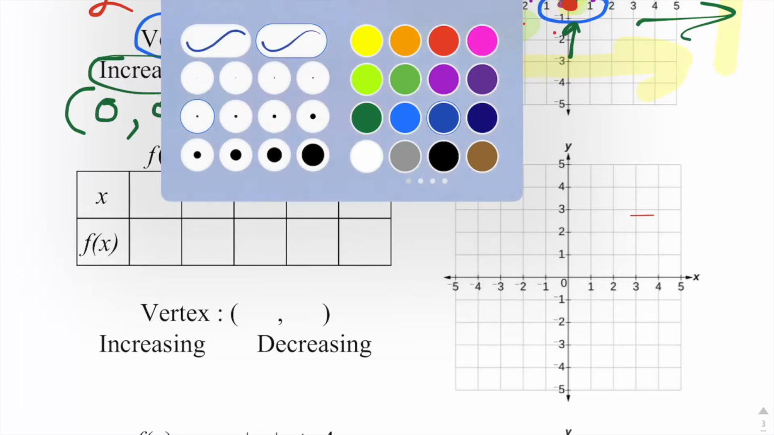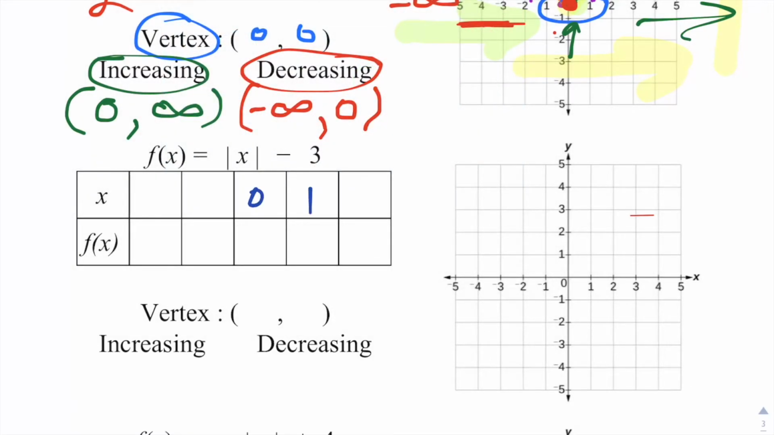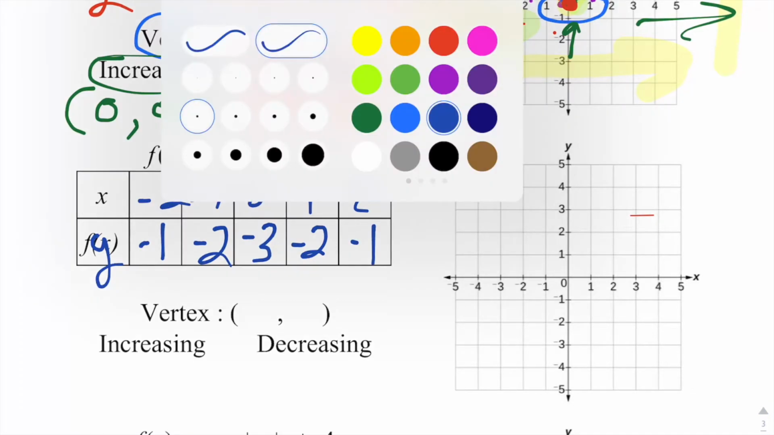So again, when I'm choosing my inputs, I want to stay simple. 0, 1, 2, -1, -2. I'm going to go a little faster with my inputting. Input -2, the absolute value of -2 is 2, minus 3, my output is -1. Input -1, absolute value of -1 is 1, minus 3, my output is -2. I input 0, the absolute value of 0 is 0, minus 3, my output is -3. I input 1, the absolute value of 1 is 1, minus 3, my output is -2. I input 2, the absolute value of 2 is 2, minus 3. My output is -1. So now I have my points on my table that I can go graph.